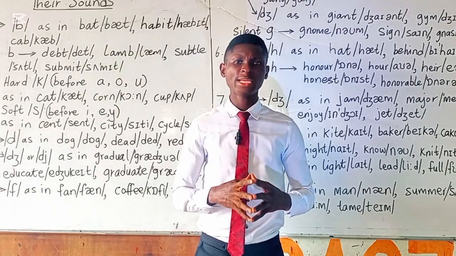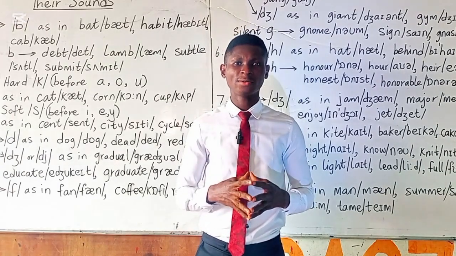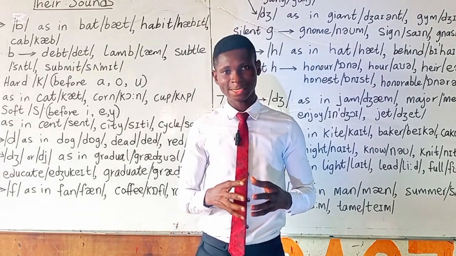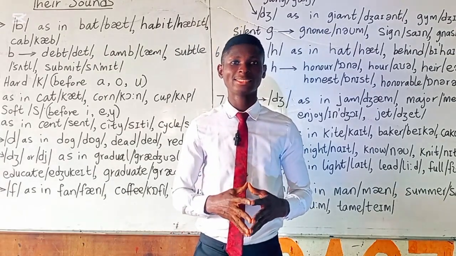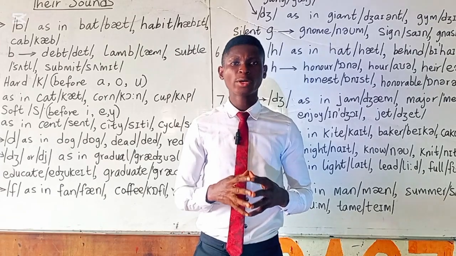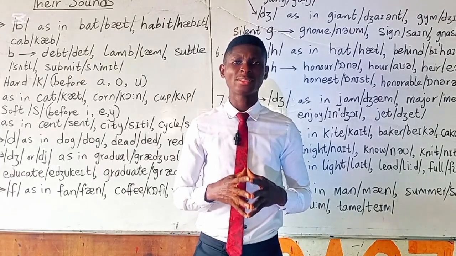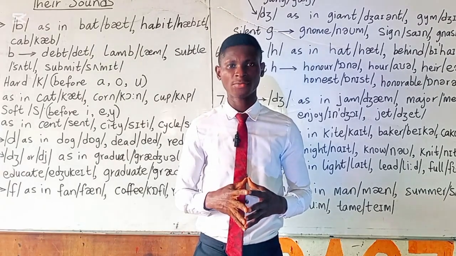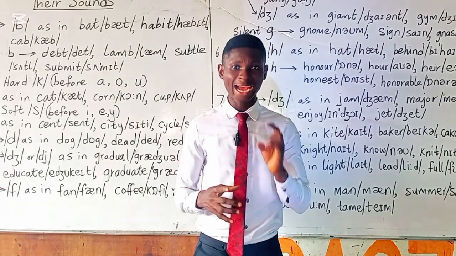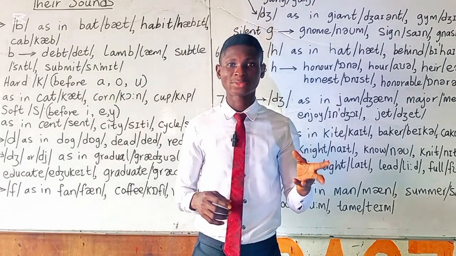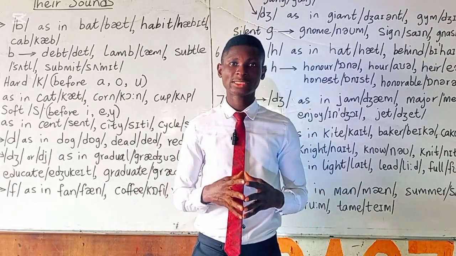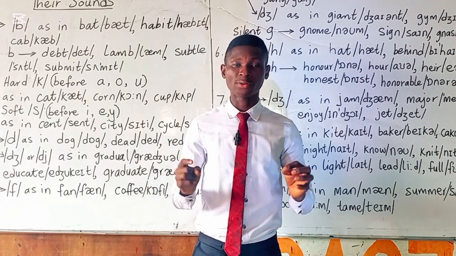Today, I want us to delve into the letters of the alphabet alongside the sounds they represent, and particularly the English consonant letters. In English language, we have 21 consonant letters out of the 26 letters of the alphabet. And each of these consonant letters has its sound or sounds. In other words, all the consonant letters are used to represent sound.